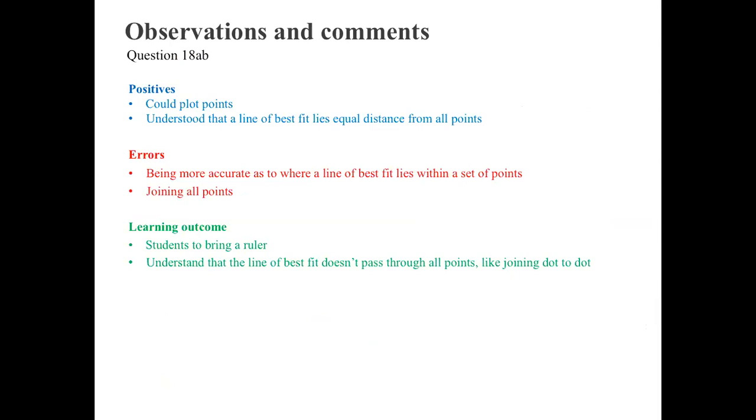Positives was most kids could plot the 4 points quite well. They understood that a line of best fit lies equal distance between all points. Their error was probably about being a bit more accurate with the line of best fit and not joining dot to dot. We did see a lot of people just joining dot to dot because they thought that was how you're going to get a line of best fit, including every single point, rather than a line that represents all the points. So making sure our kids bring a ruler to the exam and recognising a line of best fit is a single line, no dot to dot.